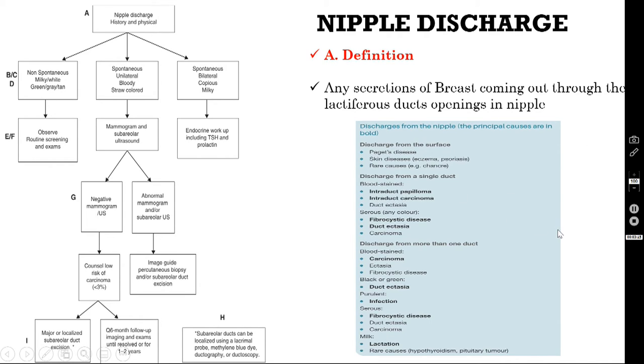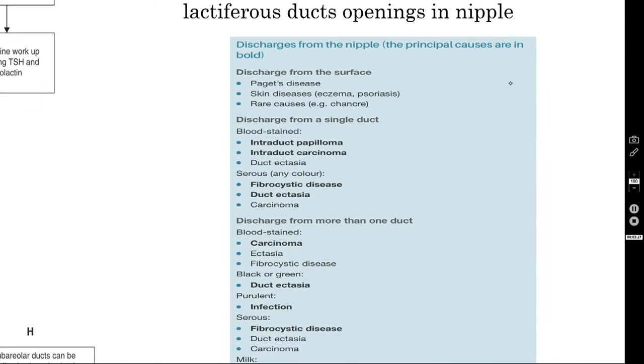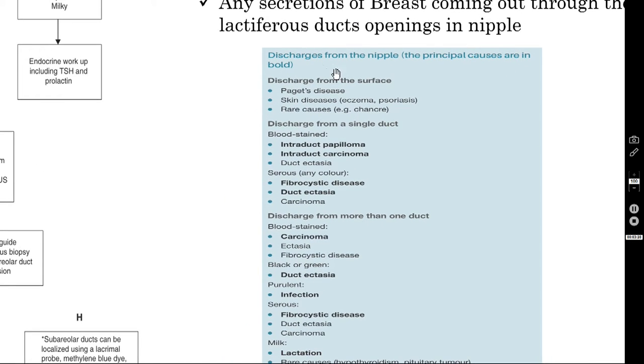What are the various causes of this nipple discharge? Let us see. You can divide it into discharge from the surface, some skin problem in the nipple, like Paget's disease. This is nothing but cancer, skin cancer in the area of the nipple areola complex. Naturally, the patient will have some discharge. Or it could be eczema or psoriasis, a skin problem, or it could be a chancre, that is syphilis. Nowadays it is not common. I have never seen a case of chancre recently.